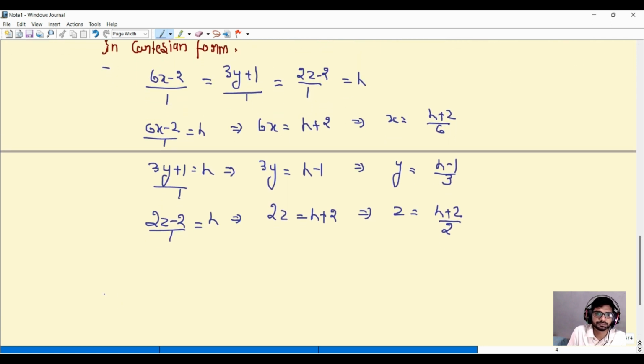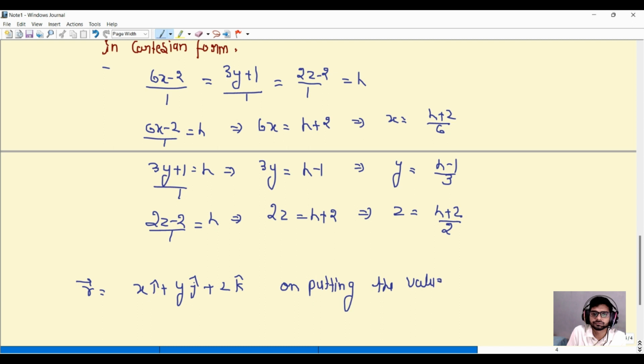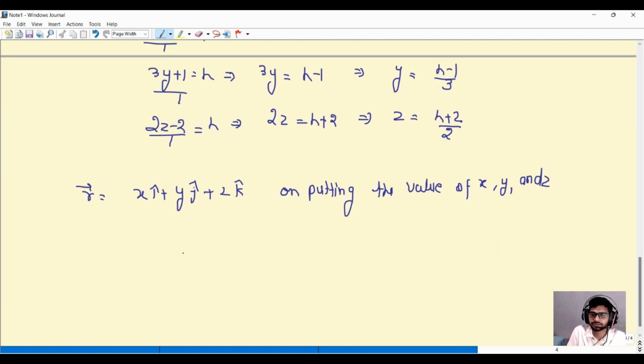Now just put these values in the r vector. So r vector equals xi, yj, and zk. On putting the value of x, y, and z, what will be the answer?